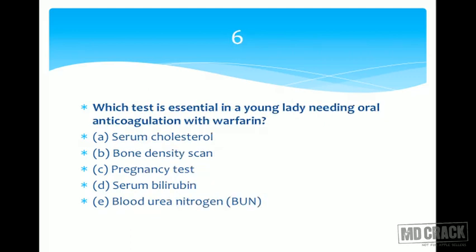The next question is, which test is essential in a young lady needing oral anticoagulation with warfarin? Options are serum cholesterol, bone density scan, pregnancy test, serum bilirubin, and blood urea nitrogen. So whenever you think about warfarin, this is something which you don't have to forget. You always have to remember. Warfarin is an oral anticoagulant, and this is one of the drugs which is teratogenic.